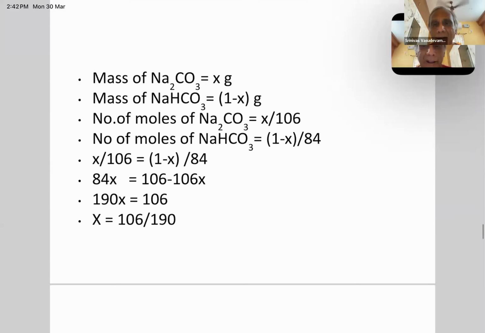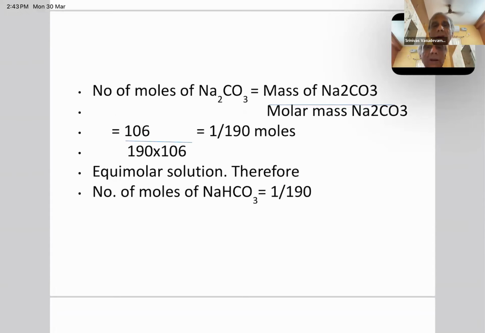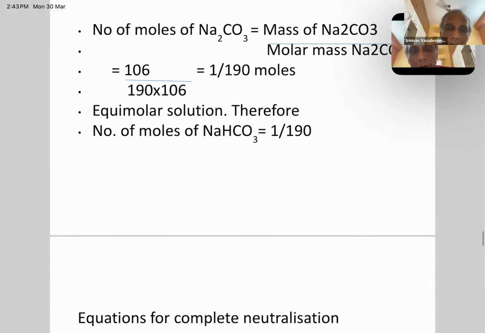Mass of sodium carbonate x gram, mass of sodium bicarbonate 1 minus x gram. Number of moles of sodium carbonate, mass by molecular mass, x by 106. Number of moles of sodium bicarbonate, 1 minus x by 84. Number of moles are the same, so I can write x by 106 equal to 1 minus x by 84. Using this equation, I can find out x here. x equals 106 by 190, which is the mass of sodium carbonate. Number of moles of sodium carbonate, mass by molecular mass, so 106 by 190 into 1 by 106, which is 1 by 190 moles. So the number of moles of sodium carbonate is equal to the number of moles of sodium bicarbonate, which is equal to 1 by 190 moles.